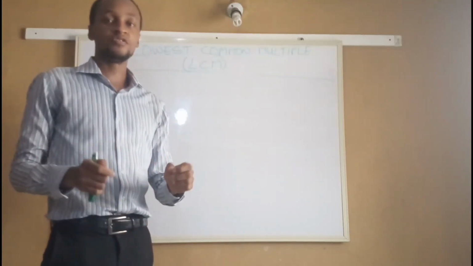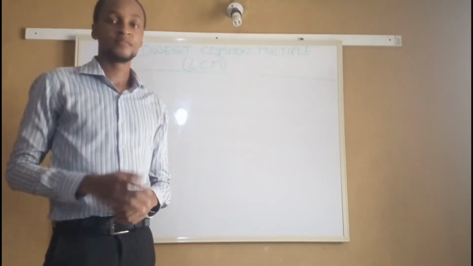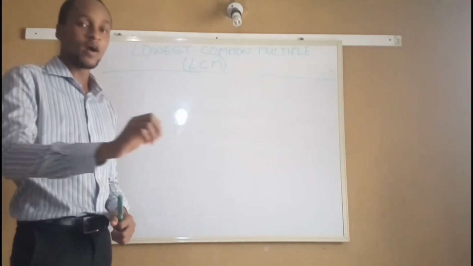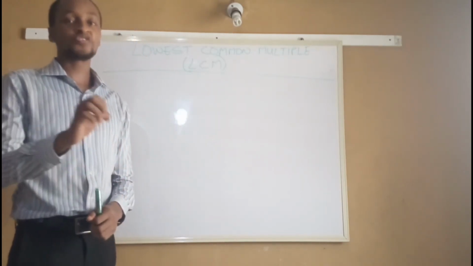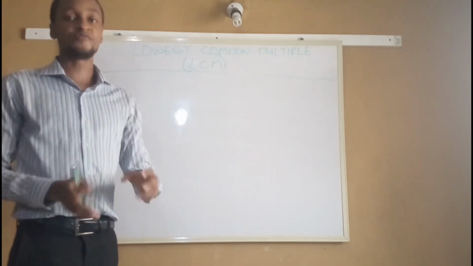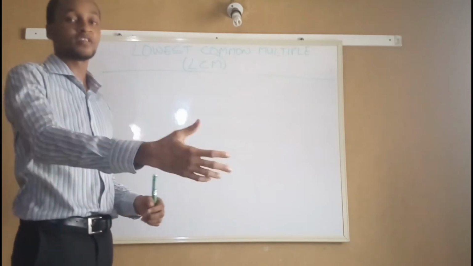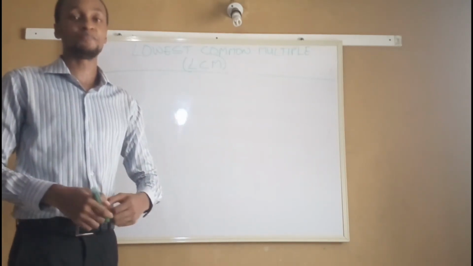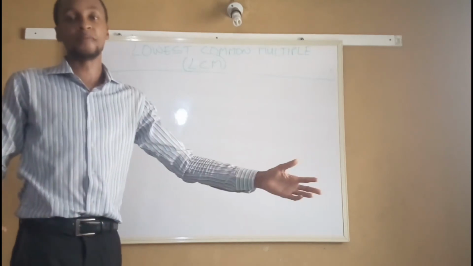I'm here to talk to you about LCM. What do you understand by LCM? LCM simply means the lowest common multiple. Before we talk about the lowest common multiple, there are common multiples. And before we talk about the common multiples, there are multiples. What are multiples? Multiples are numbers obtained from multiplying a number by different numbers.